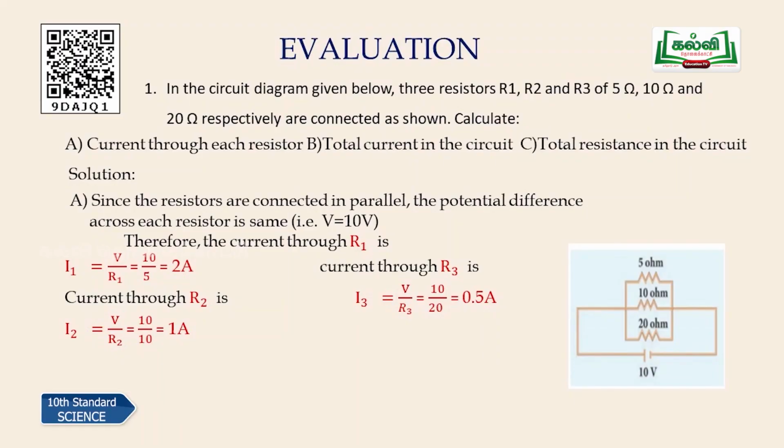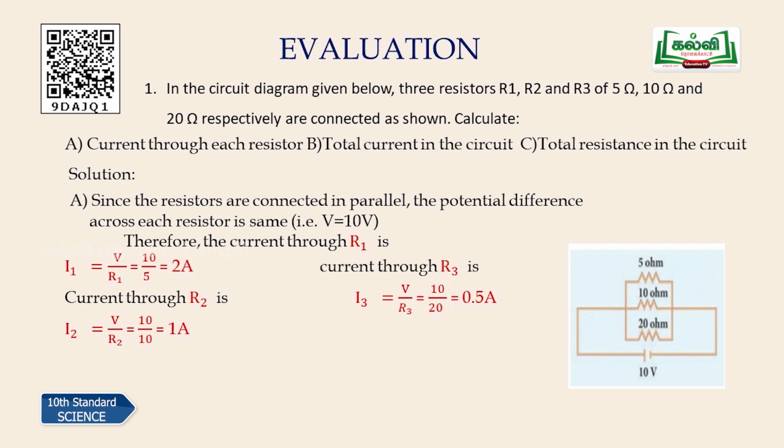Now we can go to the evaluation part, students. Here I have taken a problem. In the circuit diagram given below, 3 resistors R1, R2 and R3 of 5 ohm, 10 ohm and 20 ohm respectively are connected as shown in the figure. Now we have to calculate the current through each resistor, total current in the circuit, and total resistance in the circuit.